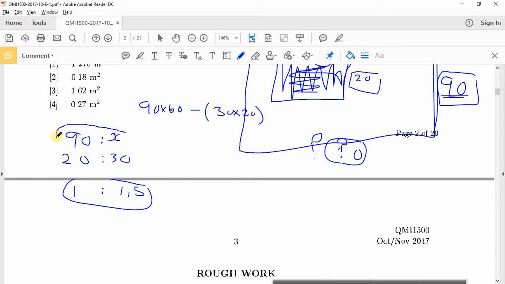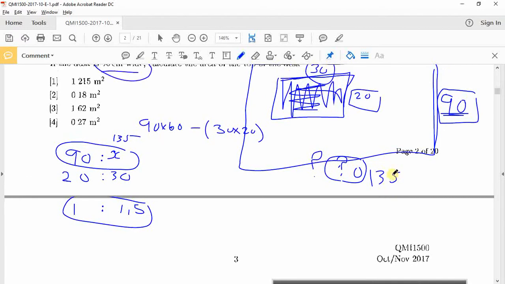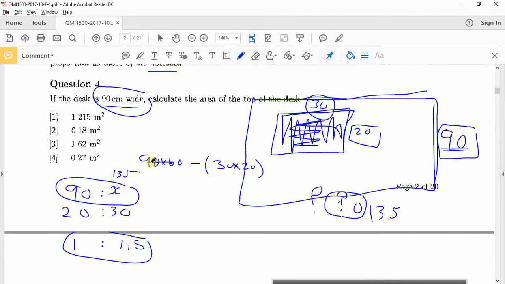Okay. Right, so then if I've got 90, it'll be 90 times 1.5, which is 135. Okay, so this would be 135. Right, so now we can fix our working. 135 times 90 minus 30 times 20. Okay.